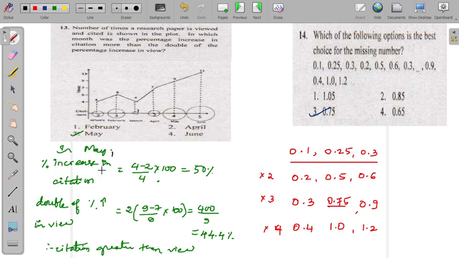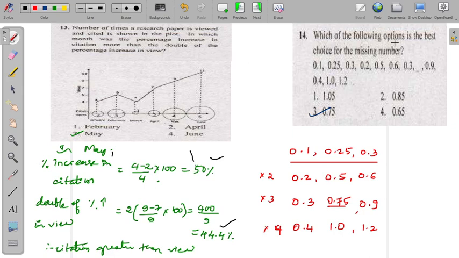For May, the percentage increase in citation is the final value 4 minus initial value 2, divided by 4, into 100, that is 50%. Double of the percentage increase in views: obtained views 9 minus 7, divided by 9, into 100, and double of this value is 400 by 9, 44.4%. Therefore, the citation increase is greater than the views increase for May. The third option is the answer.